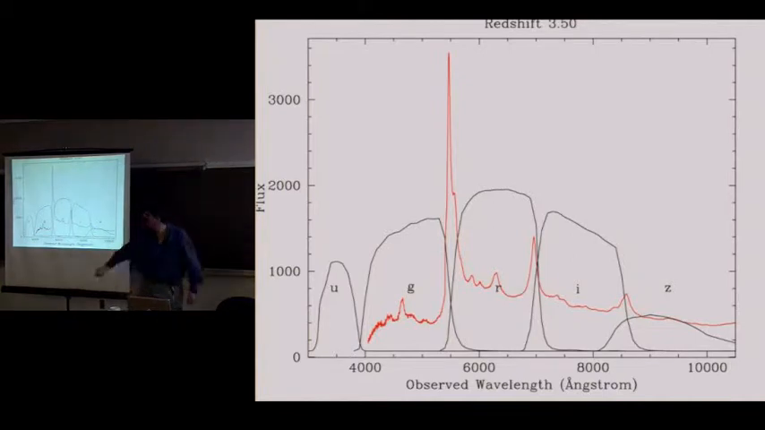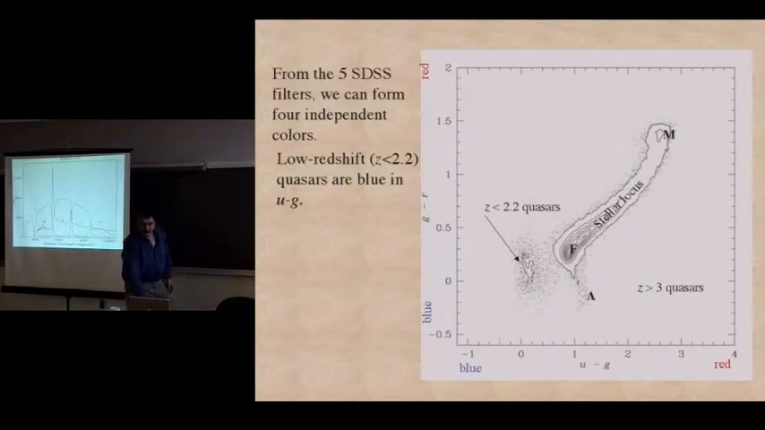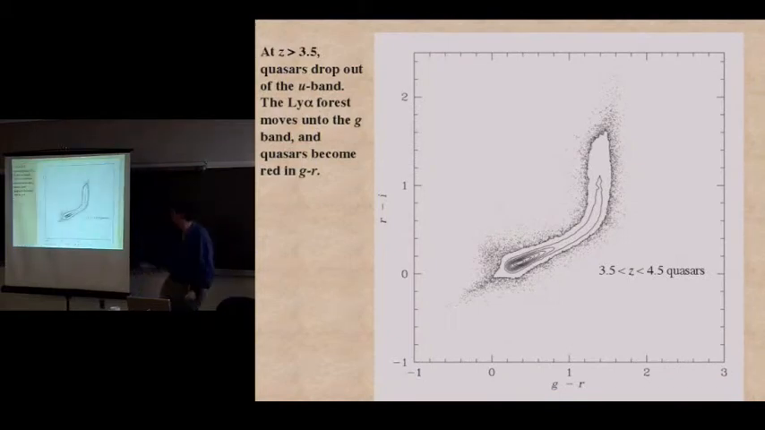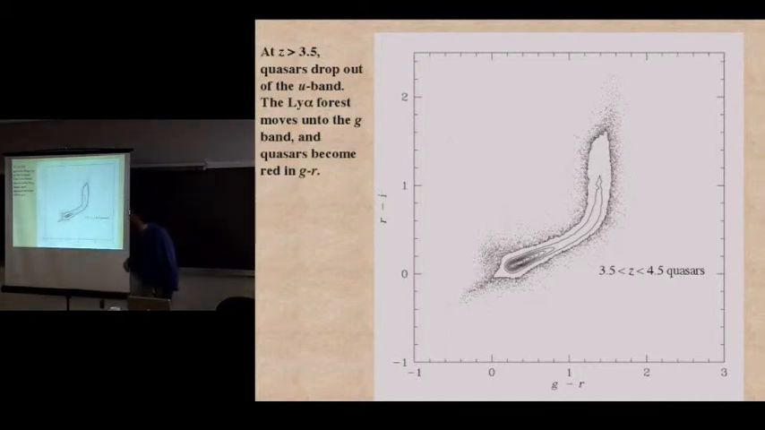Indeed, what basically happens is we lose the U band altogether, and this diagram, which required detections in U, G, and R, no longer becomes useful. But we have other filters, and so we can keep on going. Here we make another one of these diagrams, G minus R on the x-axis, R minus I, because remember we have an I and Z filter as well. And now again the stellar locus looks like that.